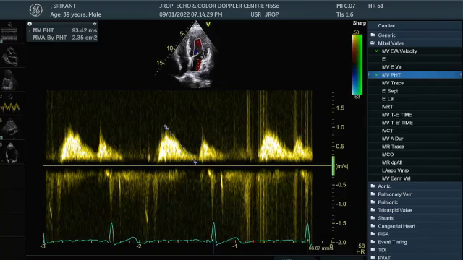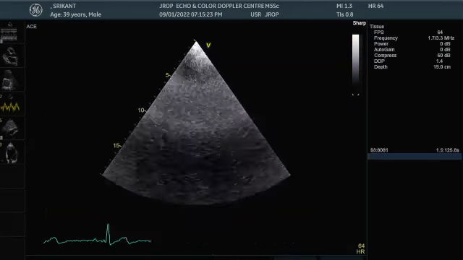So pressure half time is dependent on LV/LA pressures. Okay. And when we talk of mitral valve area, we do not talk by pressure half time. It gives us a rough idea, but the true mitral valve area comes by planimetry.